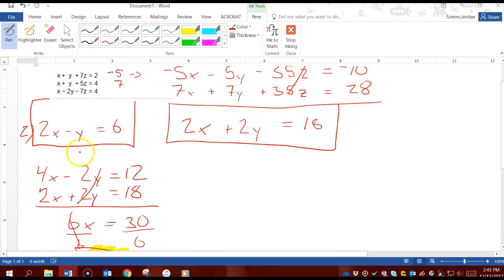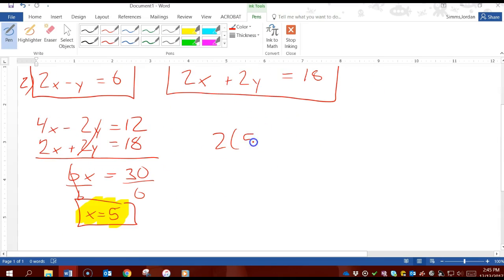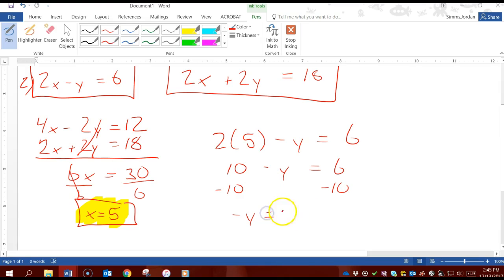Now I'm going to take that and sub it into either one of these two equations. I'll pick this one. So 2 times 5 minus y equals 6. 2 times 5 is 10. Minus y equals 6. I'm now going to subtract 10 from both sides. So negative y equals negative 4. And therefore, y equals 4. There's our positive value.